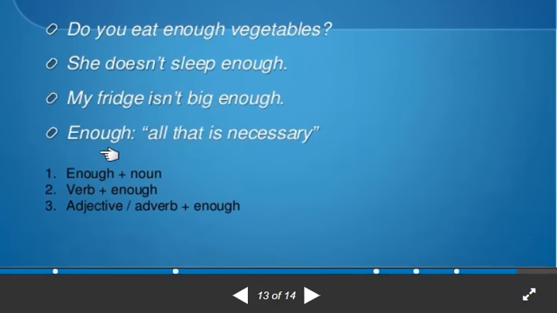The other usage of enough, which we have here in this example, is all that is necessary. This is the meaning of enough. Please be careful about the structure. Enough means something that is positive, okay? So when you don't have it, actually you lack something. When you want to talk about the shortage of something, you use, as I told you, three forms: enough before a noun, verb plus enough, or adjective and adverb before enough.